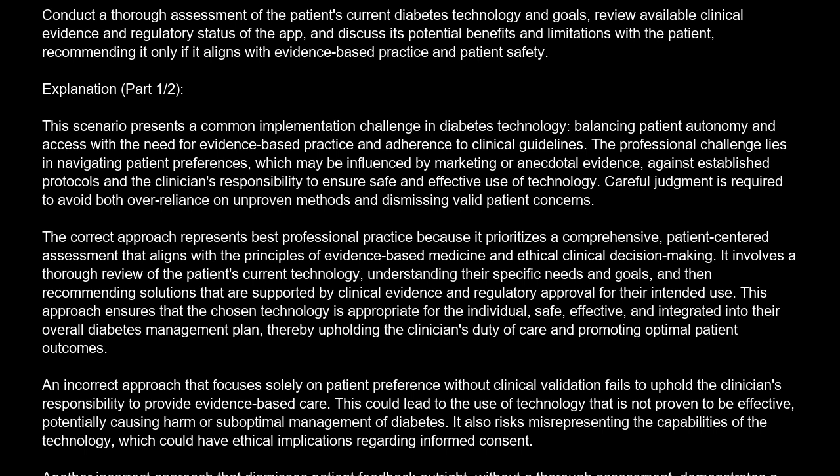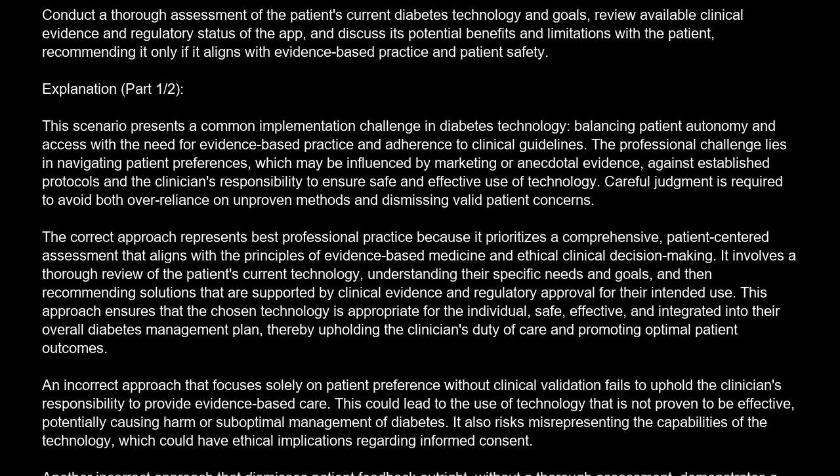An incorrect approach that focuses solely on patient preference without clinical validation fails to uphold the clinician's responsibility to provide evidence-based care. This could lead to the use of technology that is not proven to be effective, potentially causing harm or suboptimal management of diabetes. It also risks misrepresenting the capabilities of the technology, which could have ethical implications regarding informed consent.